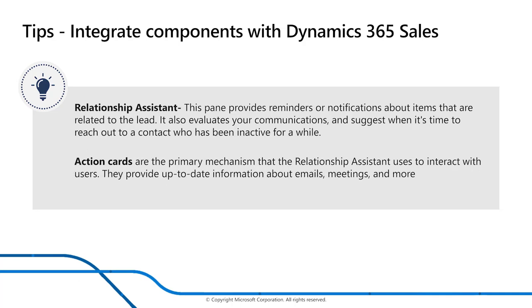As a relationship assistant, this panel provides reminders or notifications about items that are related to the lead. It also evaluates your communications and suggests when it's the time to reach out to that contact, or who you also haven't interacted with in a while. It also lets you know what time, so not just maybe what day or what part of the week, but actually down to what part of the day as well. Our action cards are the primary mechanism the relationship assistant uses to interact with users. They provide up-to-date information about emails, meetings, and more.